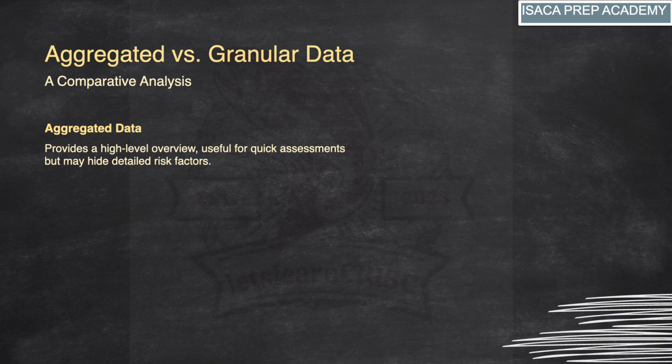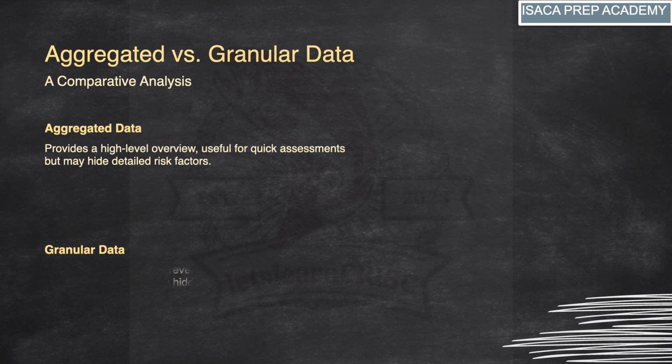It's like looking at a map from far away. You can see the major landmarks, but you miss the smaller details. For example, if you are analyzing aggregated sales data for a company, you might see an overall trend or pattern, but you might miss out on specific insights such as which product lines are underperforming or which customer segments are driving sales. Friends, while aggregated data provides a useful starting point, it is important to delve into the more detailed and granular data to uncover specific risk factors and nuances that could impact decision making and risk management strategies.